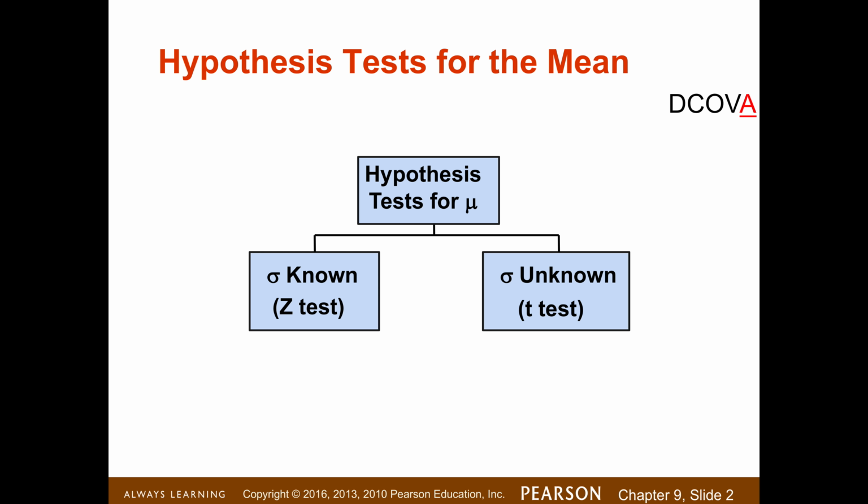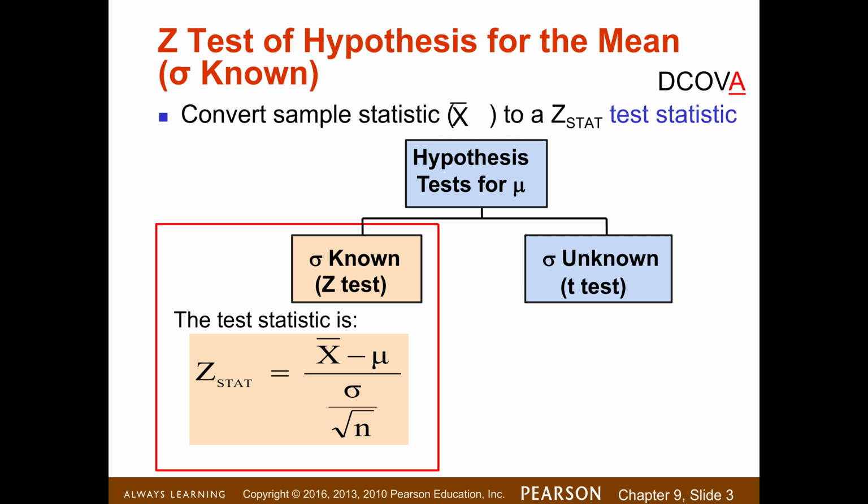This aligns perfectly with constructing confidence intervals for mu. When the population standard deviation was known, we used a z-interval. And when the population standard deviation was unknown, we used a t-interval. So, sharing a lot of the same principles. First of all, let's look at a z-test if the population standard deviation is known.